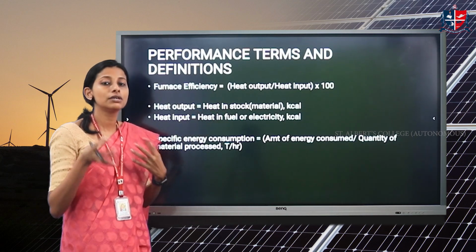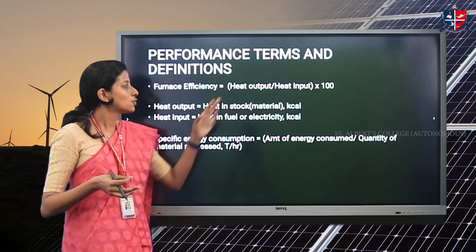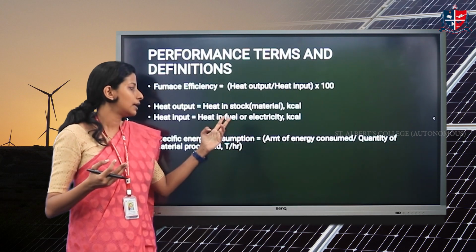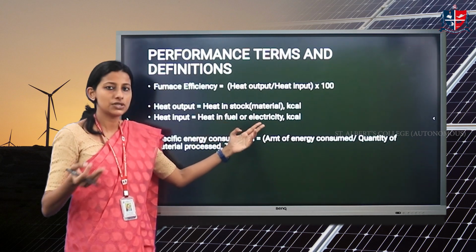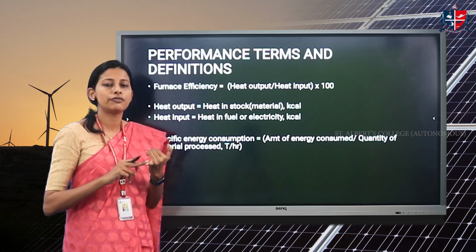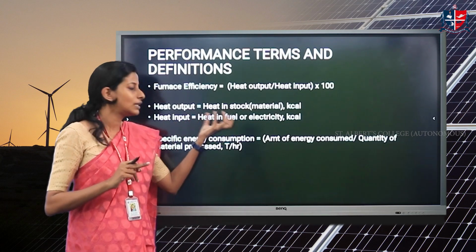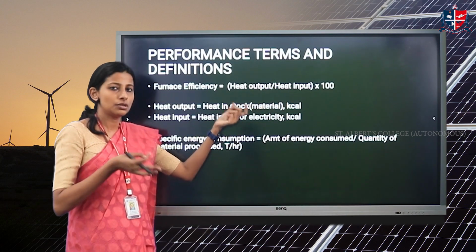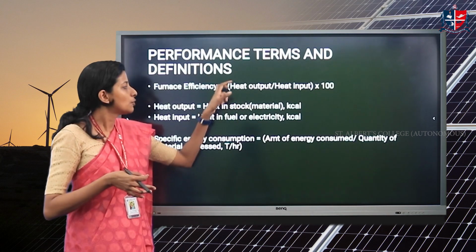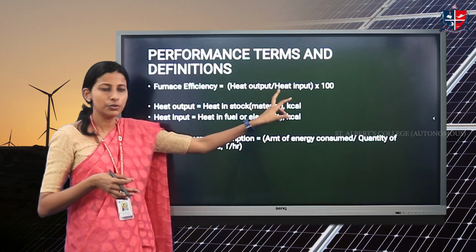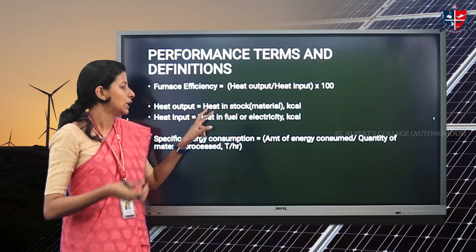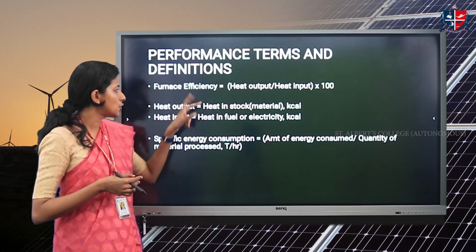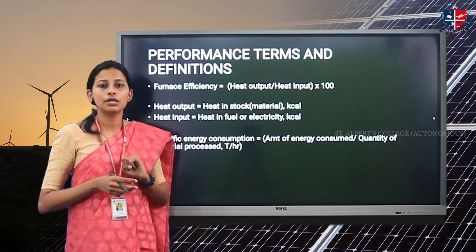And what is your input? Here we are giving fuel. These fuels will generate the heat, right? So what is the heat input? Heat input is the heat in the fuel or the electricity. As I said, fuels can be of different types. One could be coal, from which you can generate electricity, or it could be LSHS, low sulfur heavy stock, or light diesel oil. So you need to know the amount of heat in the fuel. That is your input. The heat from the fuel is transferred to the material called the stock. That is your output. So basically, efficiency is heat output divided by heat input, where heat output is the heat in the stock and heat input is the heat in the fuel or electricity. Both are measured in kilocalories. By taking the ratio of these, we get the furnace efficiency. That is one important parameter.